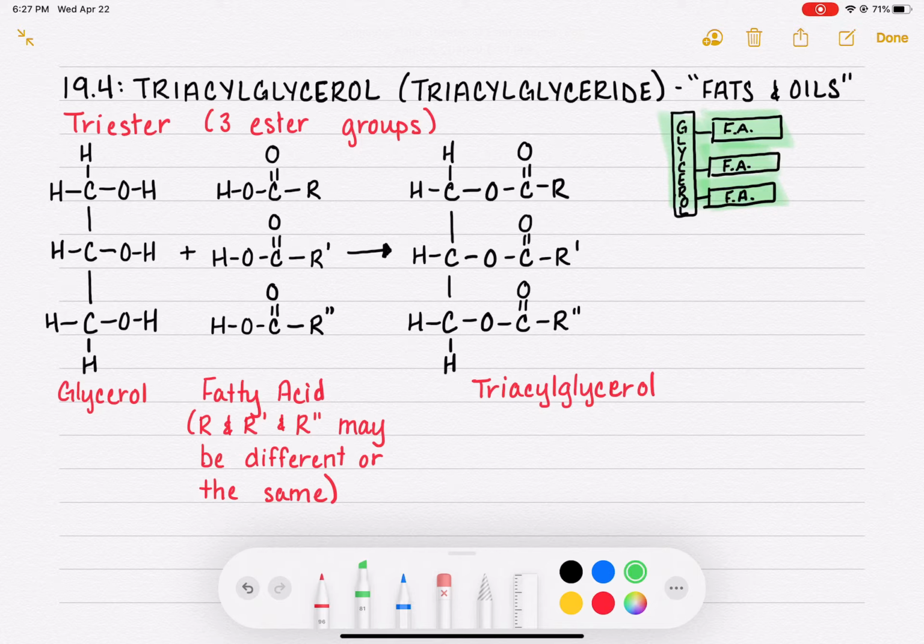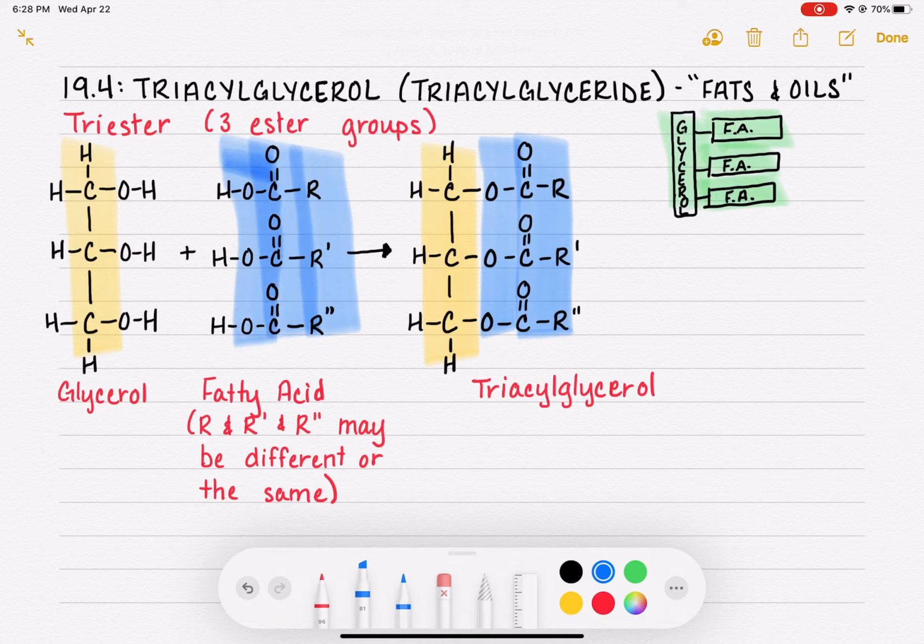And I'm just going to do a little bit of color coding here. The carbon chain from the glycerol, and the carbon chain from the glycerol like that. And then the carbon-oxygen double bond and the R groups, or the carbon chains from the fatty acids. And that oxygen that's in the middle, it's not super important that you know if that oxygen is coming from the glycerol or the fatty acid. Technically, it's coming from the fatty acid. But like I said, that's really not important that you know where it comes from. So don't worry about that.